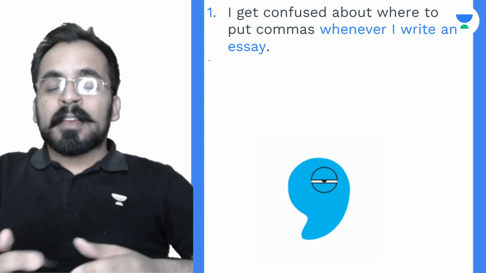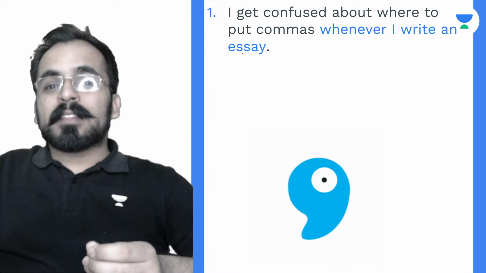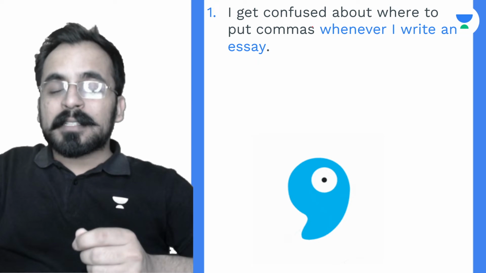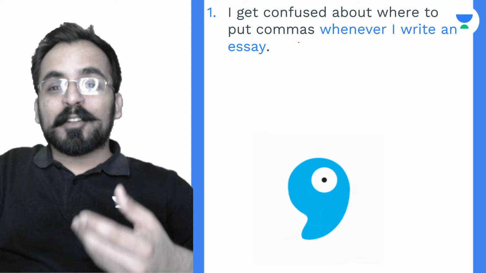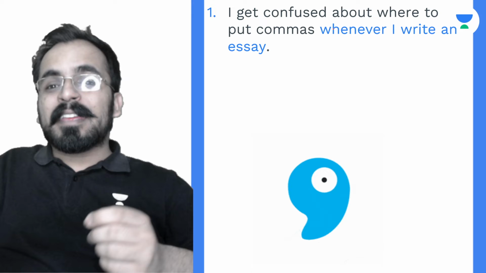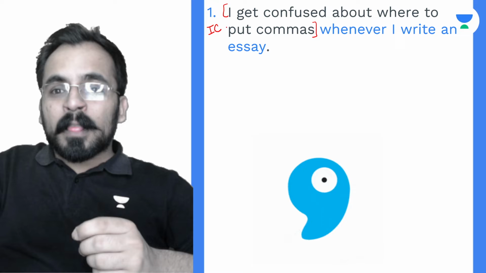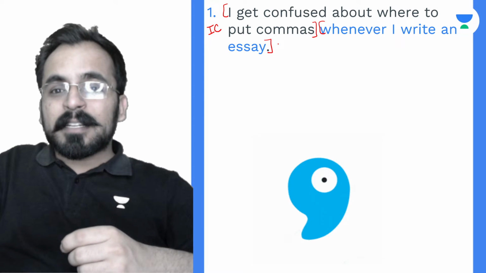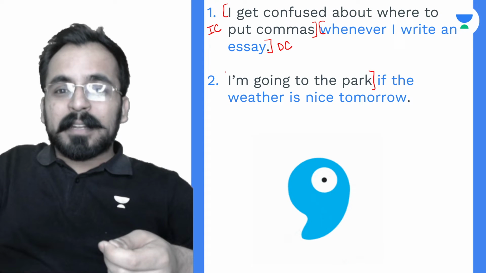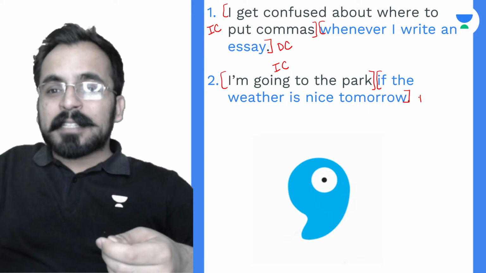Okay, so let's look at some examples. Let's convert the same examples wherein we are moving the independent clause to the beginning. I get confused about where to put commas. This is an independent clause and I told you we don't require commas if the independent clause comes first. Whenever I write an essay, that's a dependent clause. I'm going to the park, that's an independent clause. If the weather is nice tomorrow, so that's a dependent clause.